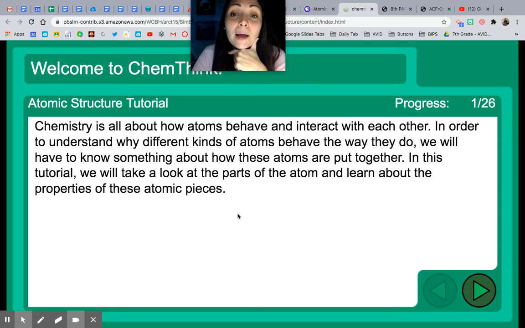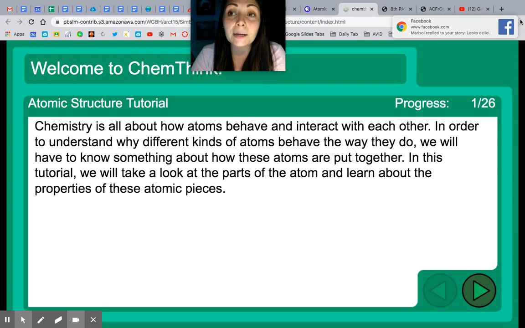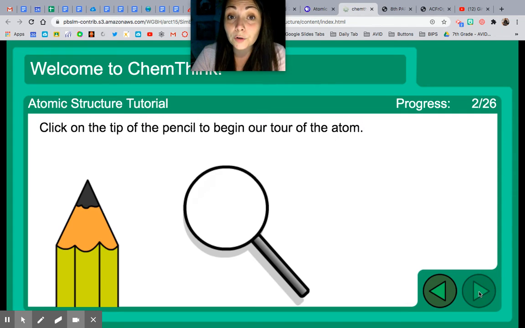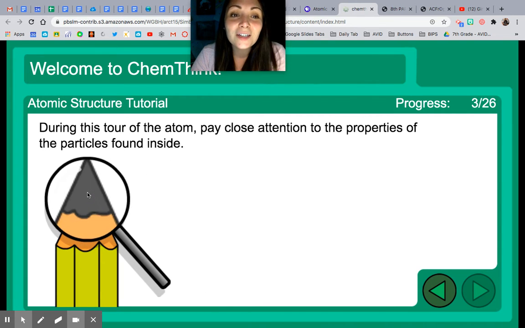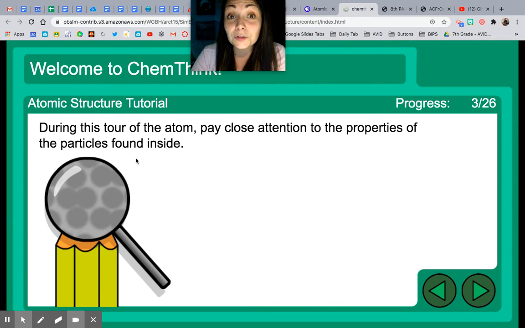So chemistry is all about how atoms behave and interact with each other. In order to understand why different kinds of atoms behave the way they do, we'll have to know something about how these atoms are put together. In this tutorial, we'll take a look at the parts of an atom and learn about properties of the atom's pieces. So notice how there's 26 pages. So I'm going to go through the first few, and then y'all can go through the rest on your own. So click on the tip of the pencil to begin our tour of the atom. So during this tour of the atom, pay close attention to the properties of the particles found inside.